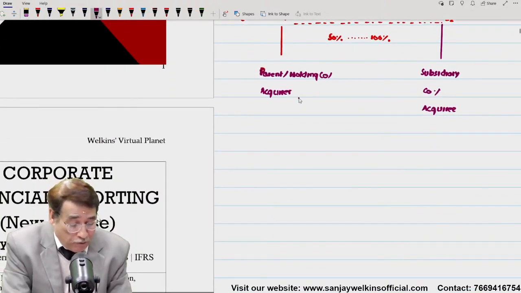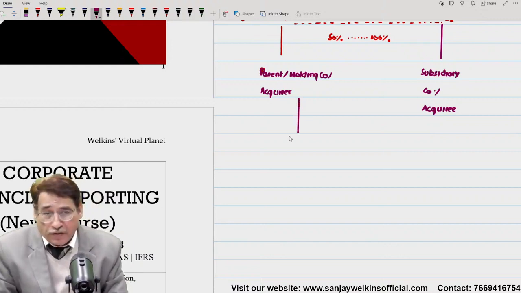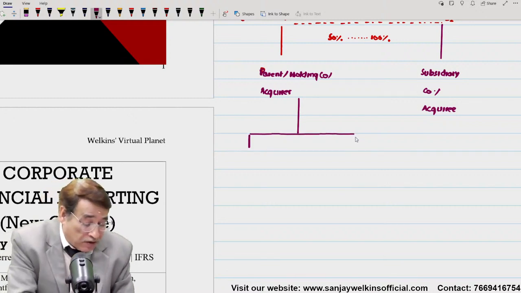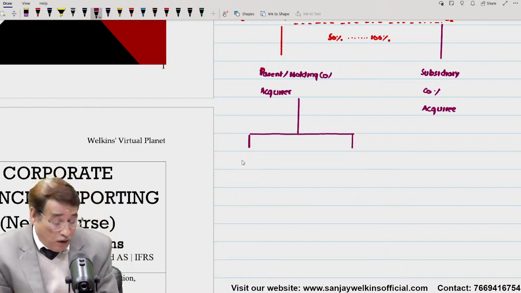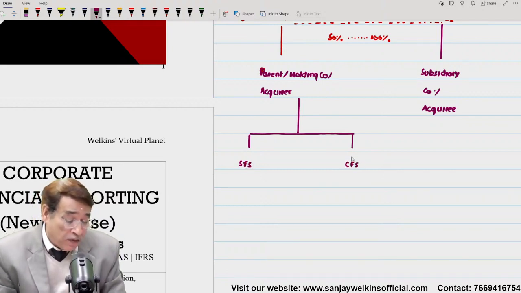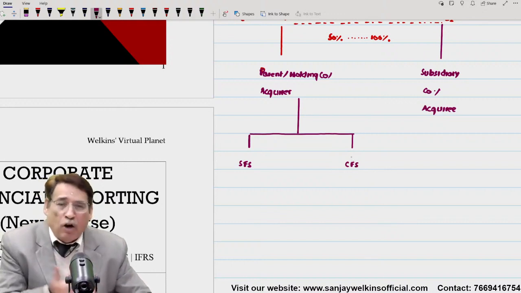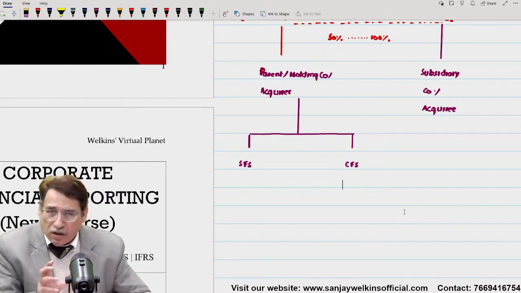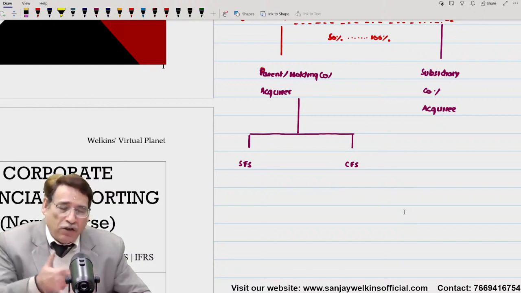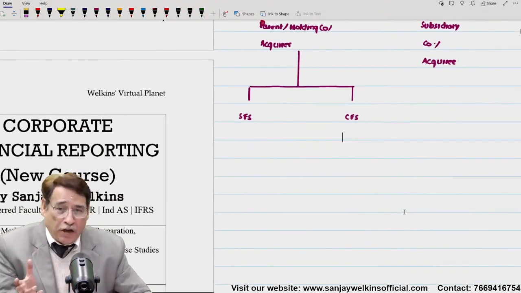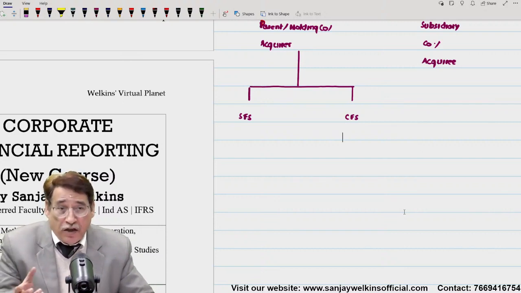Now you have to pay extra attention. In this case, the parent company will again have to prepare two types of financial statement: one is separate financial statement, SFS, and another one is consolidated financial statement. How can you acquire the control over the other enterprise? When your investment is 50% or more. Is it clear to you? You can get the control of the other enterprise only when you have the investment in the other entity in the range of 50% to 100%. So if you have got the control over the other entity, you are the parent company or acquirer company, while the other entity will be considered as subsidiary entity or acquiree entity.